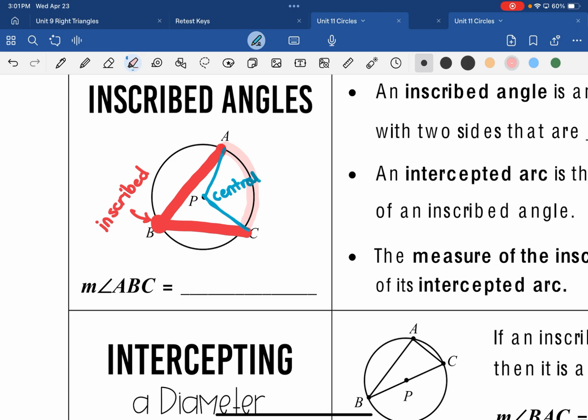Remember with arcs, we take the shortest route, okay? So if we go from A to C, we're going to take the shortest route. If I wanted to go the long way, how would I change the name? It would be ABC because I'm going from A, I hit B, and then I hit C. So that's how you know whether you're taking the minor arc or the major arc.